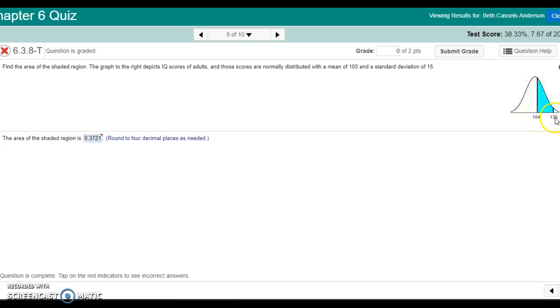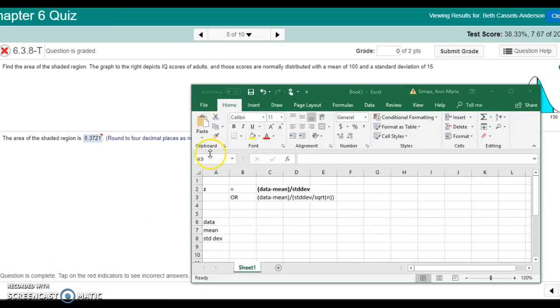So what we're actually going to have to do is calculate the z-score for both of them. And we are going to take the larger amount and then subtract away the smaller amount. Because if we want everything just between the shaded region, once we find the area to the left of 130, we're going to have the excess of less than 104. So let's jump into Excel and write some numbers down.